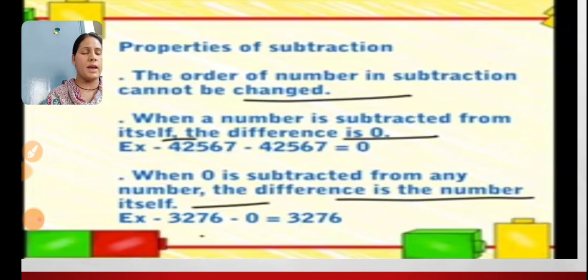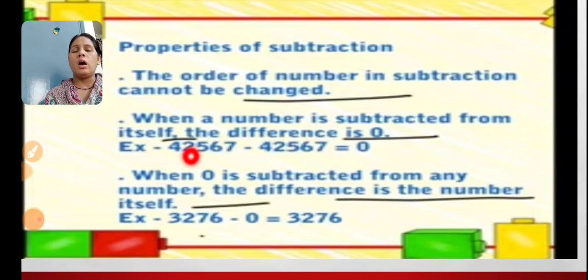It means that we can subtract 5 minus 2 is equal to 3. But if I change the order, for example 5 minus 2 पहला था, if I change the order, 2 minus 5, now can I subtract 5 from 2? No. It means order of numbers in subtraction cannot be changed. And the second property is when a number is subtracted from itself, the difference is 0.